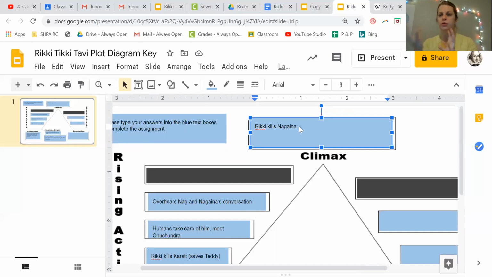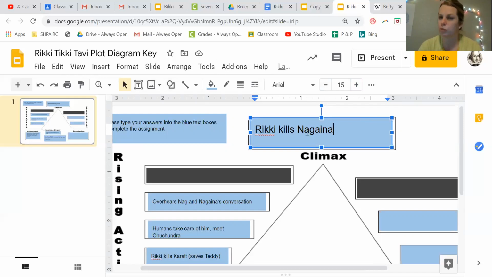So some students have been really specific, like it's when he comes out of the tunnel. And yes, that's true, but I think the whole scene of when Rikki is fighting Nagina and then he wins, that would be your climax. And that was your exit ticket. So yes, the climax of the story is when Rikki kills Nagina.